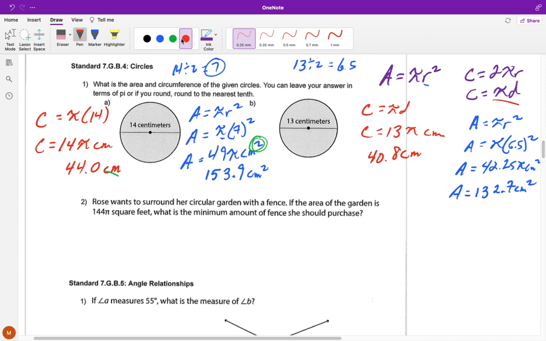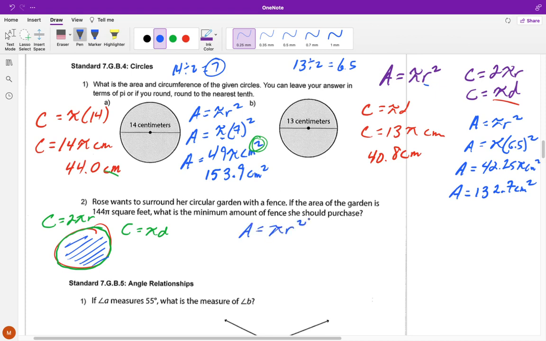All right, so for this next one, it says Rose wants to surround her circular garden with a fence. So when we want to surround her circular garden with a fence, we're only talking about this here. So that means that ultimately we're going to need our circumference formula. And that's 2 pi r, or circumference is equal to pi d. So now we can see, okay, how can we get that information? It tells us that the area of the garden is equal to 144 pi. So our area we know is pi r squared.